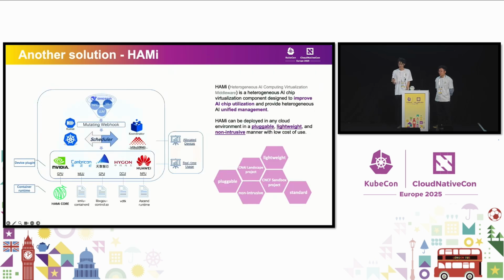And another solution is what we brought here. It's called HAMi. HAMi is a heterogeneous AI computing virtualization middleware. It is used to provide GPU sharing and manage multiple heterogeneous AI computing devices from multiple device vendors.